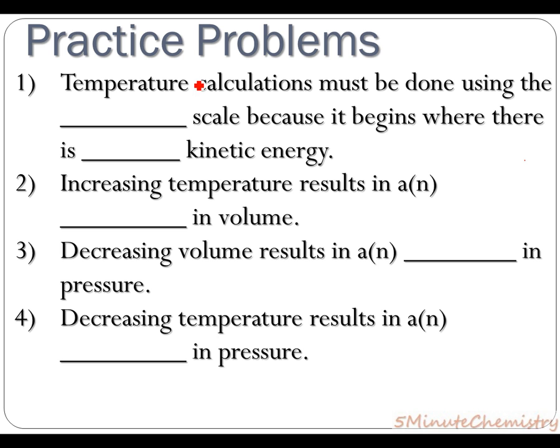So, temperature calculations must be done using the Kelvin temperature scale, because it begins where there is zero or no kinetic energy. Increasing temperature results in an increase in volume. Okay, these are directly related to each other. Decreasing volume results in a blank in pressure. Since these are inversely related, this will be an increase in pressure. Lastly, decreasing temperature results in a decrease in pressure, because again, these are directly related to each other.